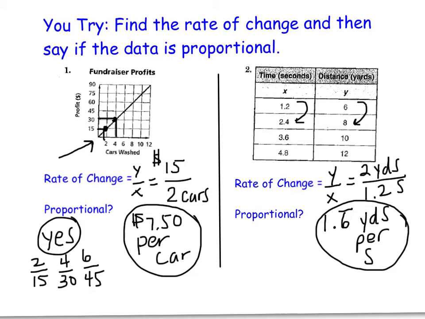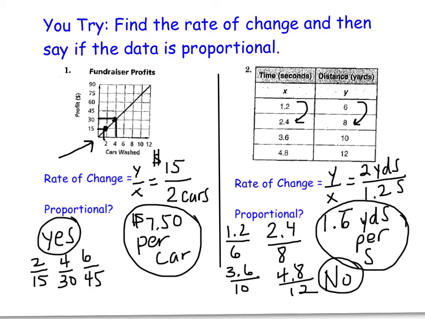Now to check to see if the data is proportional, I have 1.2 over 6. I want to know if that equals 2.4 over 8, 3.6 over 10, and 4.8 over 12. Since these are a little bit more complicated, I would recommend using your calculator. Take 1.2 divided by 6, and that's going to equal 0.2. When you take 2.4 and divide by 8, you get 0.3. Since those are not equal, we say no, the data is not proportional.